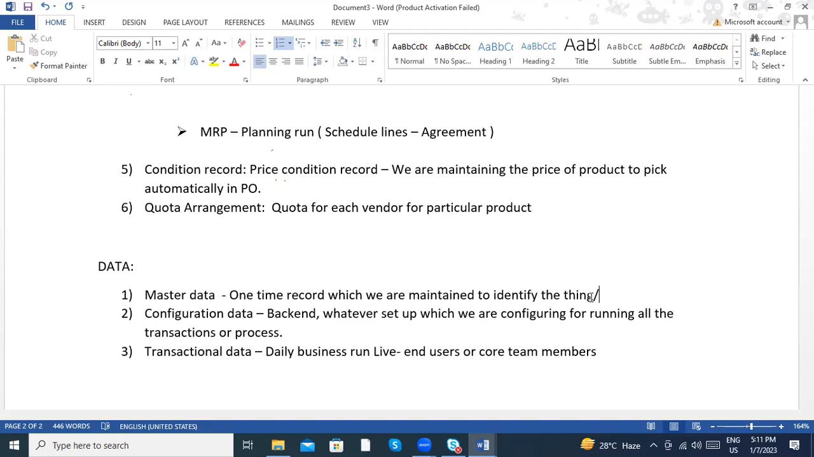Master data can be done by end users if they have access, or core team members if they have access. Business users can have the access and perform this. Or else we ourselves have to create the material records. I thought you understand now what the difference is between master data, configuration data and transaction data, right?